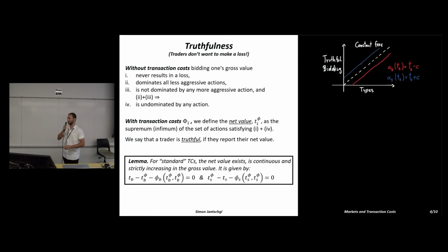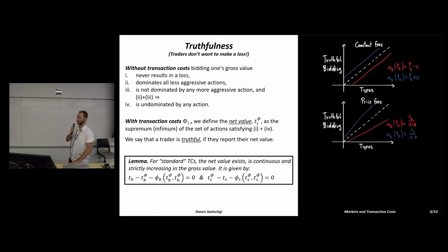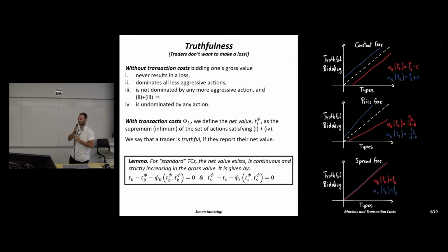For a constant fee, as you might have guessed already, this is just an easy additive shift of the true valuation, because you have to account for the constant fee. For a price fee, this corresponds to a multiplicative shift; that is, traders with higher valuations have to take it into account more, such that if this value is equal to the market price, they end up with zero utility. The interesting case here is also the spread fee. The spread fee is the only kind of transaction cost where you can't be completely truthful, because in the worst-case scenario where you trade at the market price, the spread is equal to zero, so the spread fee is equal to zero, and you don't have to pay any transaction cost.